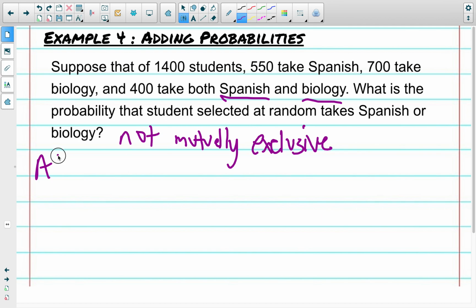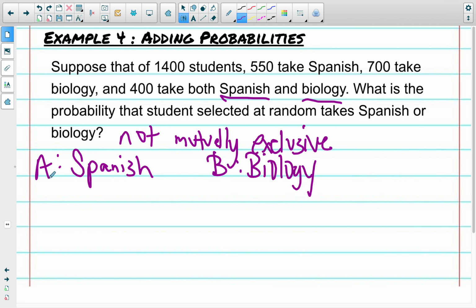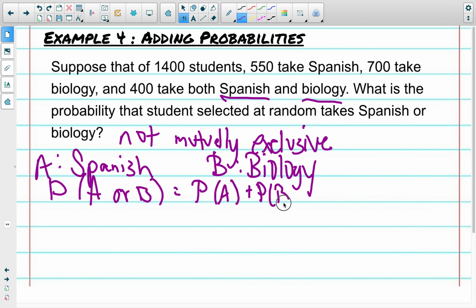Sticking with our proper notation, let A be the event that a student takes Spanish, and let B be the event that a student takes biology. Then the probability that A or B happens is the two probabilities added together minus their overlap, minus the probability that A and B happen.